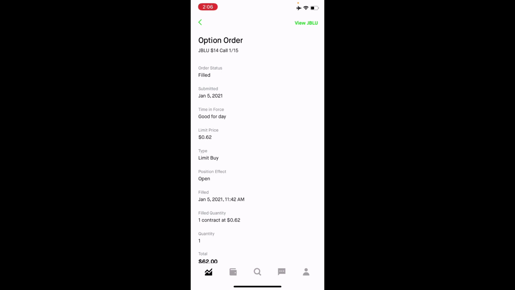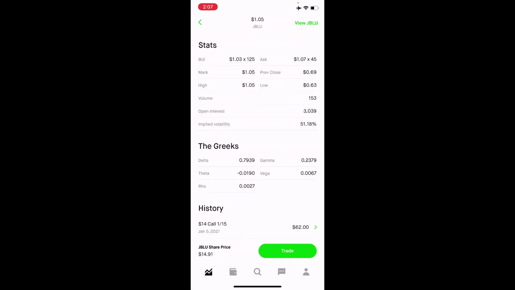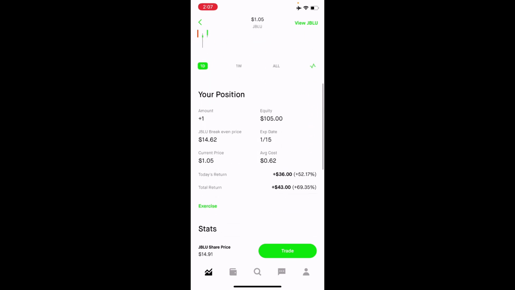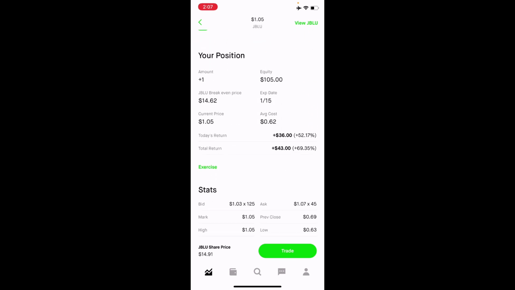And this was executed on the 5th. Limit price 62 cents per share, and you get 100 shares, which is one contract. This one contract has netted me 52% on my money. So total, I've made $43, $44 and counting on my one option trade.